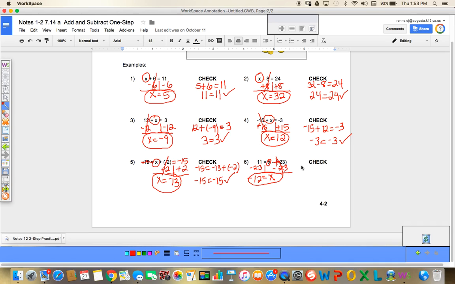Now to double check this, I'm going to do 11 equals negative 12, which was my answer, minus negative 23. Now, once again, when you check this, you can just do this. So now we're trying to figure out what 12 negatives plus 23 positives are. And if you remember your integer rule, when you're adding a negative and a positive, you can subtract and keep the sign of the most. So I have more positives than negatives. So the answer is positive 11. So 11 equals 11. That does, in fact, check.